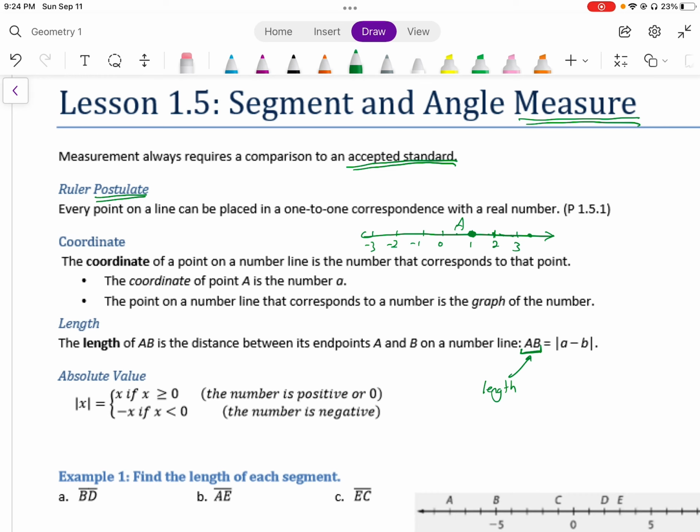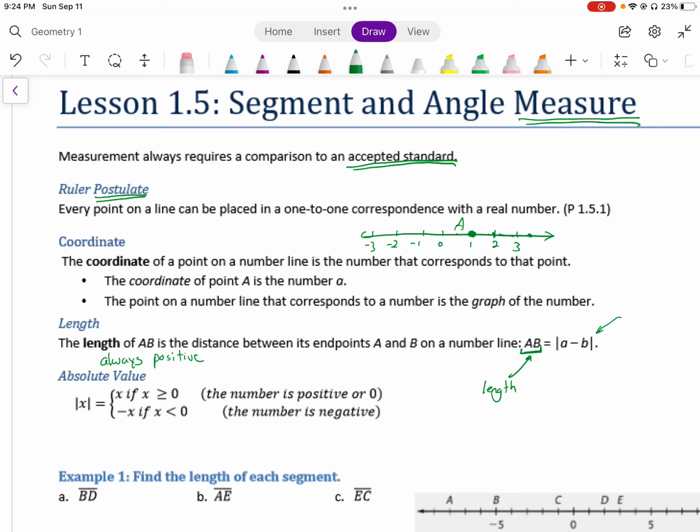Well, how do we find the length between 2 points? We subtract their values on the number line. So we do A minus B, and length is always positive. So what we have here is absolute value marks to show that our length will always be positive.